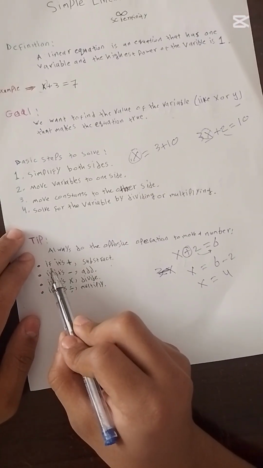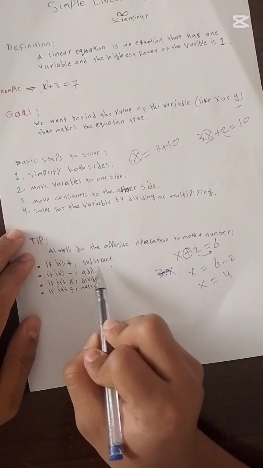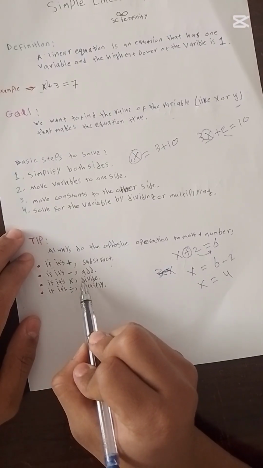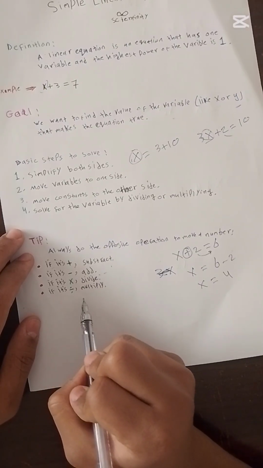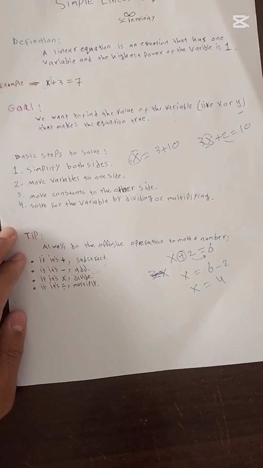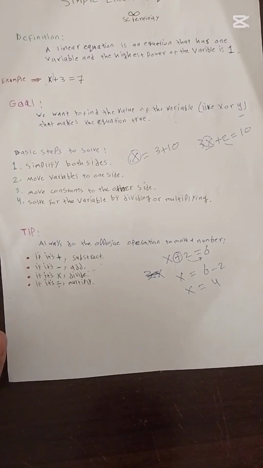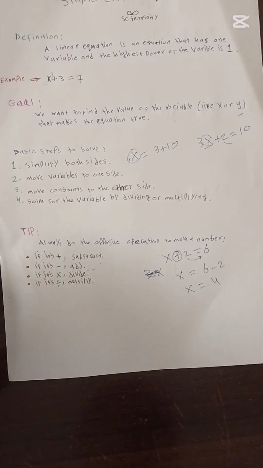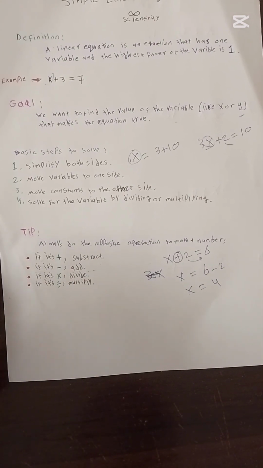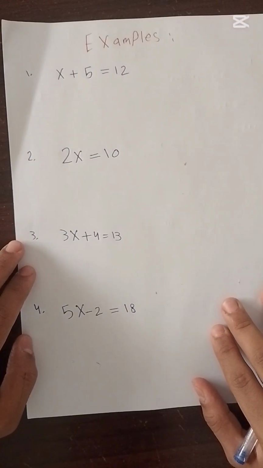As it's written here, if it's addition, subtract; if it's subtraction, add; if it's multiplication, divide; if it's division, multiply. So it's really simple. You just have to get used to these types of equations if you want to become a master. Just follow these steps and you will solve any question that may face you. So let's move to examples.